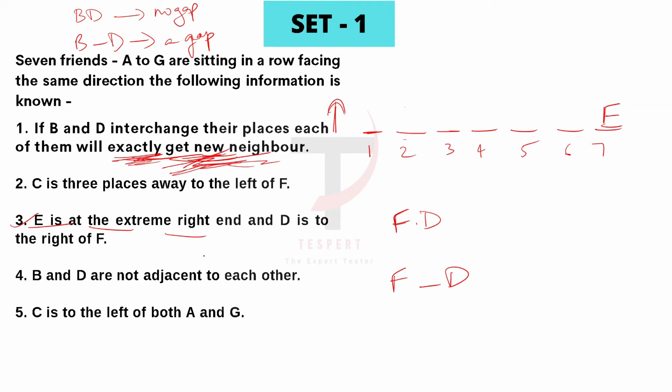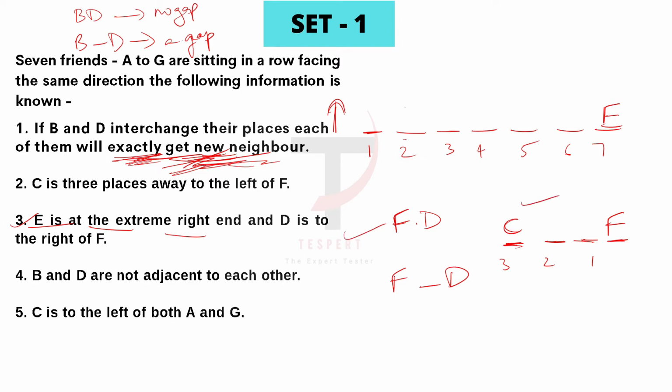Now in statement number 2, we have C is 3 places away to the left of F. Let us start with F. If F is here, C is 3 places away: this is the first, this is the second, and this is the third place. So C should be here. Don't count F itself as the first. From F you have to count: this is the first left, this is the second left, and this is the third left. Alright. Okay, so we understood this.